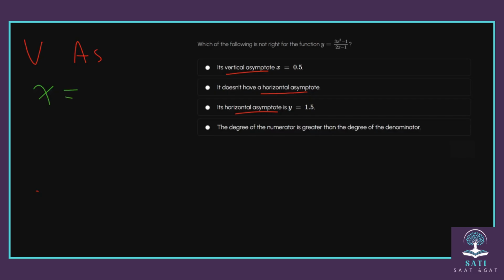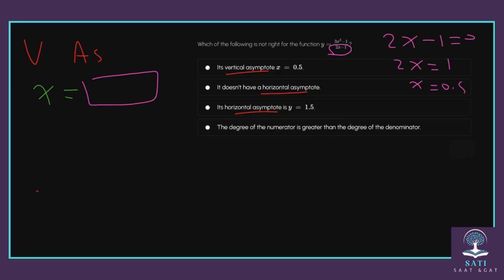x equal the number that will make the denominator 0. Okay, what number will make this denominator 0? I'm going to put this denominator equals 0 in order to see what x will make it 0. So then it's going to be 2x equals what? 1, right? Divide by 2, so x equals what? Half, which is 0.5. Good.